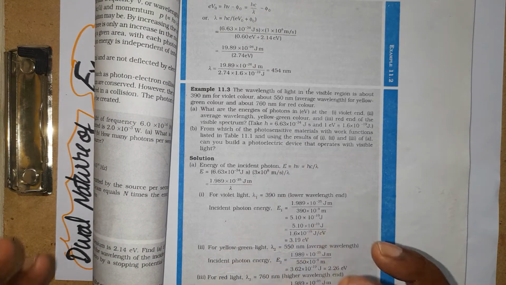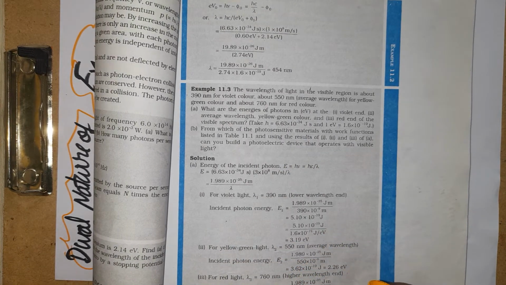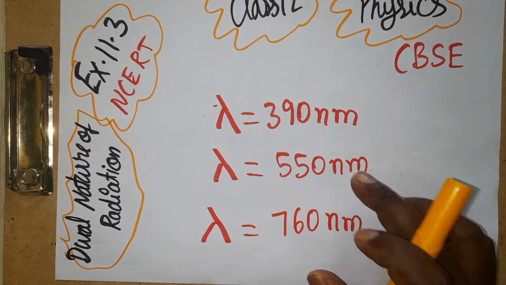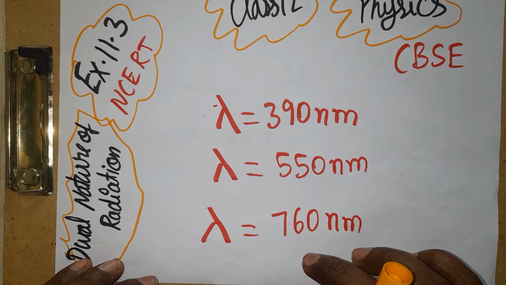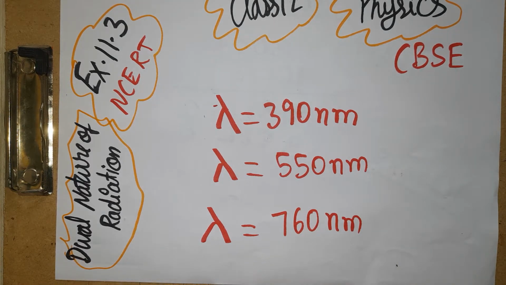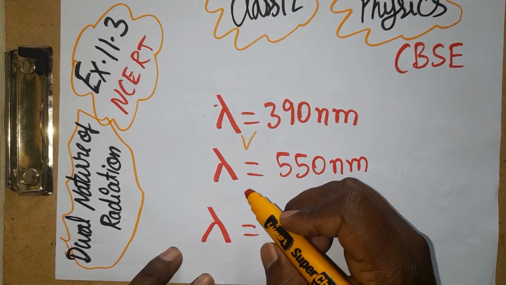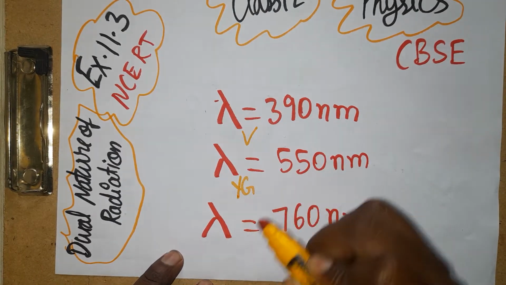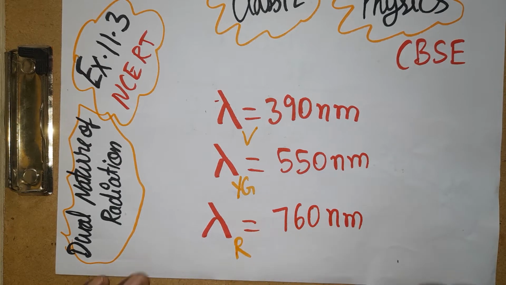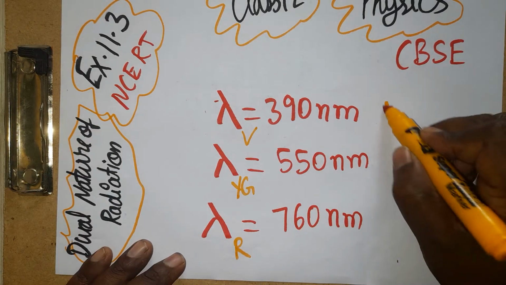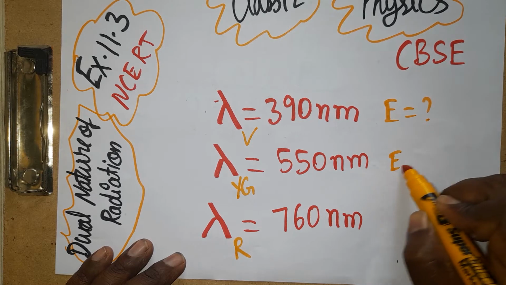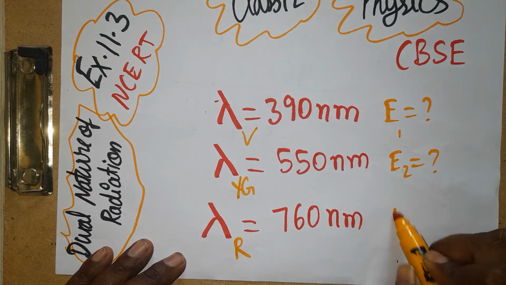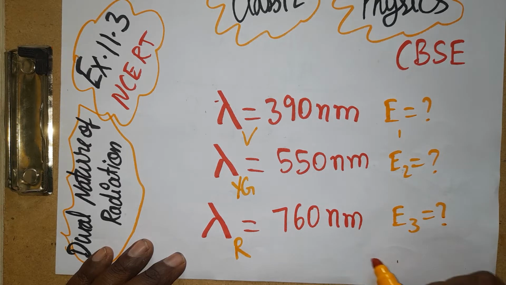Now we'll see the solution for the third problem of the 11th chapter. Actually, they have given three wavelengths: the first color is 390 nanometer, the second color 550 nanometer, the third color 760 nanometer. The first color is violet, the second is yellow with green, like a combination, and the third color is red. They asked for the energy of each color, E1, E2, E3. Energy in the unit of eV is what they want.